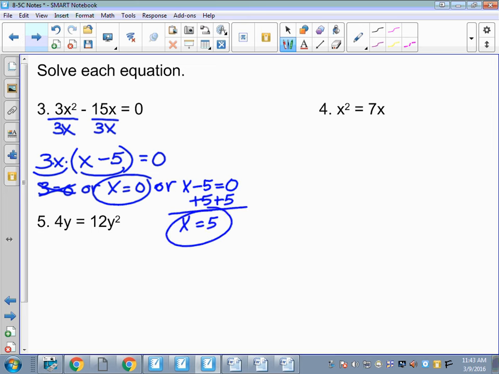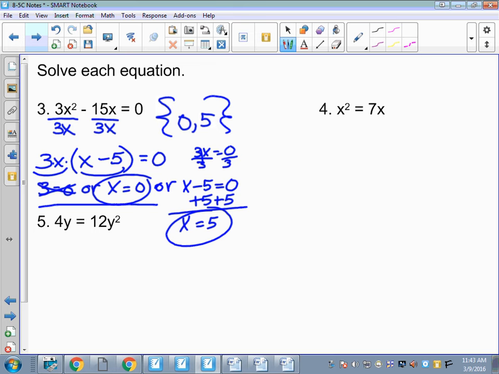Okay? The only other way that could look is somebody could have said 3x equals 0. Well, you still get 0. You just got to show the work. So I almost like this way better just because it's a little bit easier. So we still got 2 solutions here. My 2 solutions were 0 and 5.